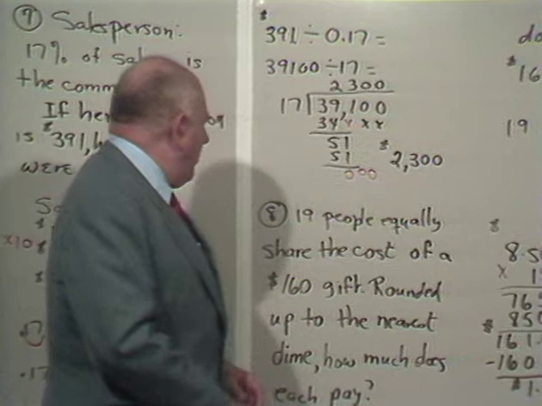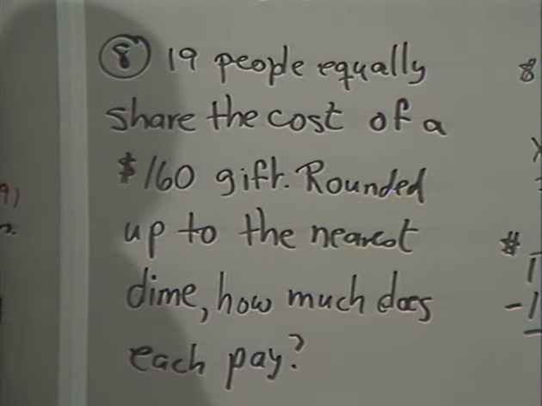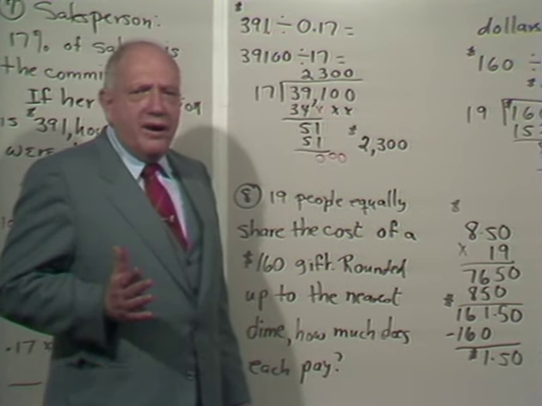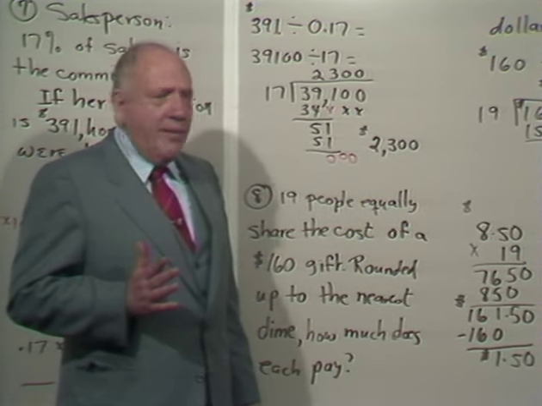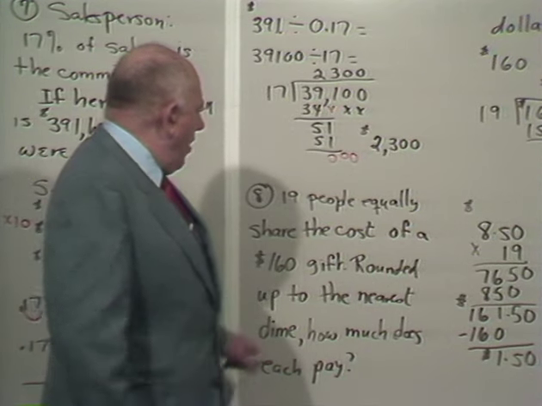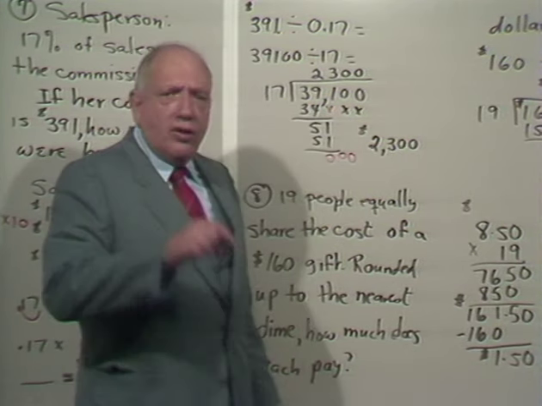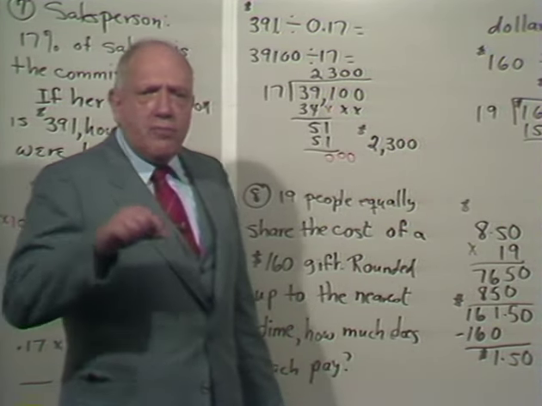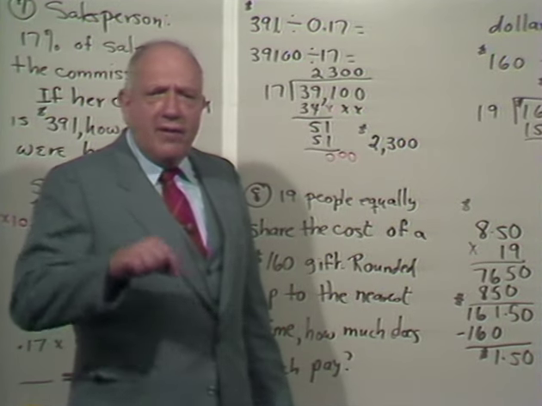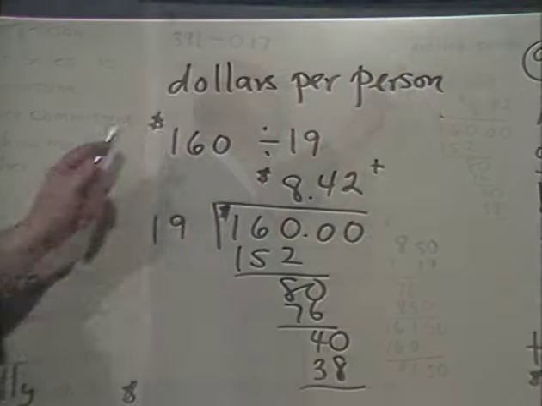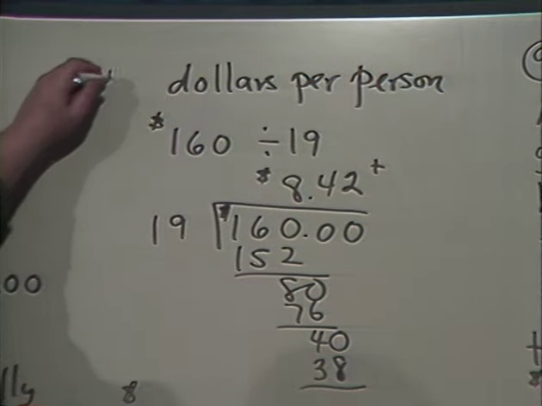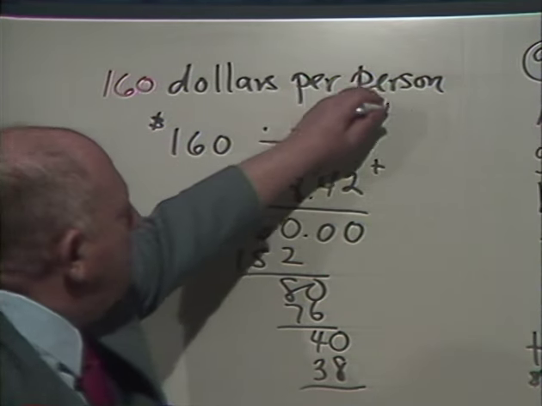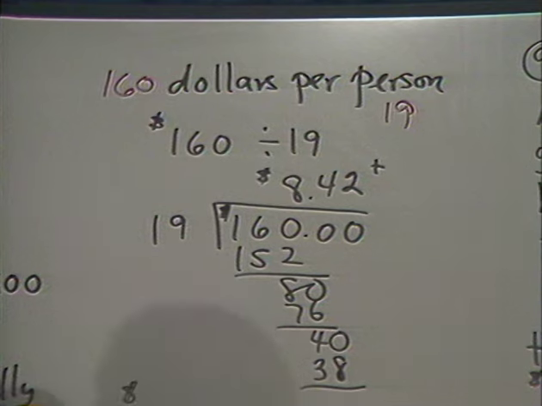Okay, problem number 8. It says 19 people equally share the cost of a $160 gift. Rounded up to the nearest dime, how much does each pay? I haven't worded the problem this way yet, about rounded up to the nearest dime, but it's a very simple concept. How much each person pays is called dollars per person. Dollars per person still means dollars divided by people. See? Dollars per person. How many dollars were there? 160. How many people were there? 19.